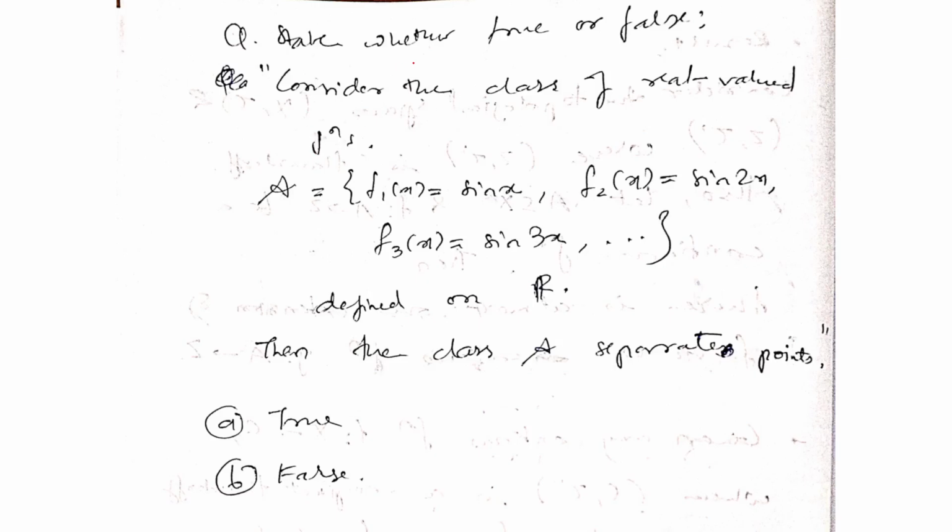So the first question is: state whether true or false. Consider the class of real valued functions A. It consists of f1(x) equal to sin x, f2(x) equal to sin 2x, f3(x) equal to sin 3x, and so on, defined on R. Then the class A separates points. Is this statement true or false? And justify your answer. So try solving it and let me know your answers.